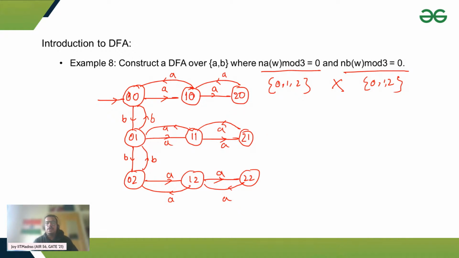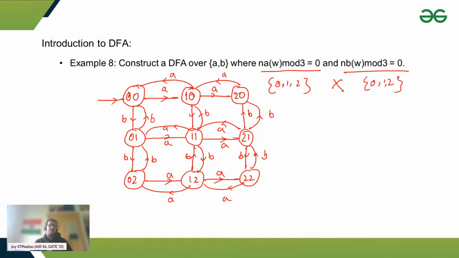Now if we join the columns, you can directly see that from 1, 0, if we get another B, we will get 1, 1. From 1, 1, if we get another B, we will go to 1, 2. So this is basically the transition of B, and here it is again the transition of B.